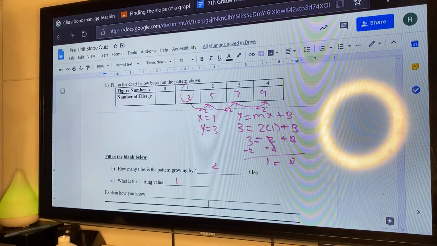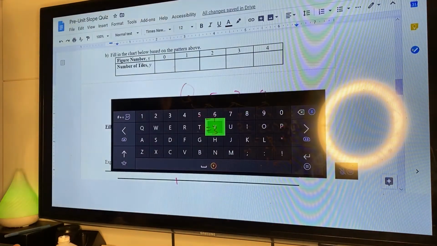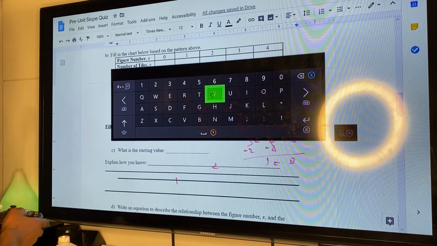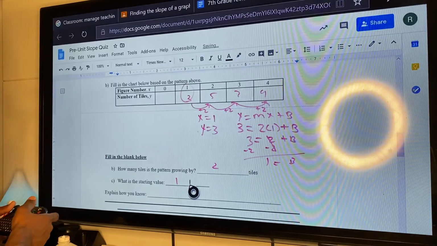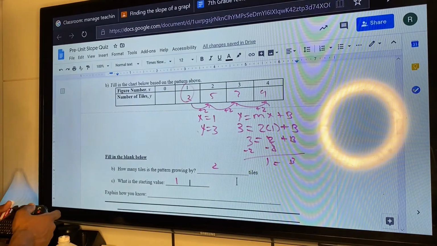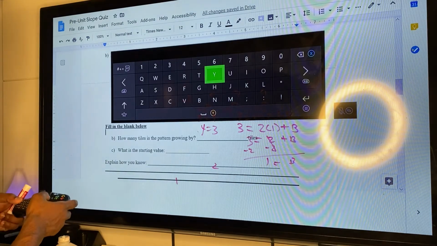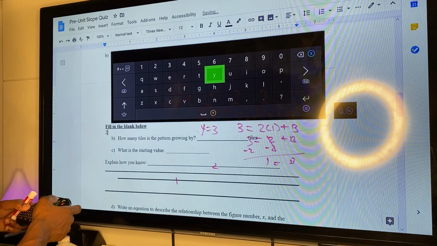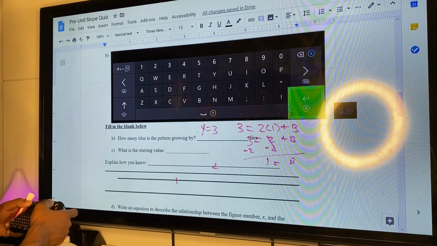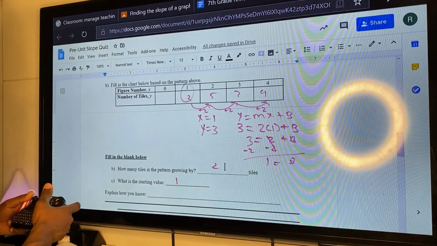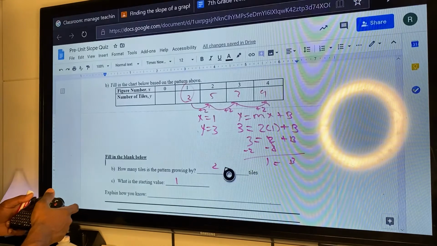Again, if you want to answer those, just put your cursor here and you add in the value. Starting value is 1, and so on. Here, it's pattern going by. You would just put the cursor here. You put 2, right? Oops, wrong area. That cursor should go here. Why is it not here?